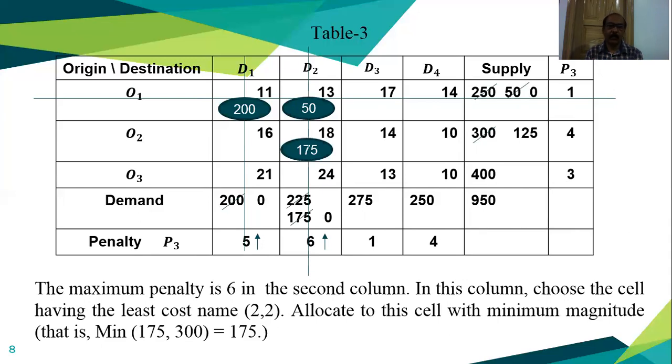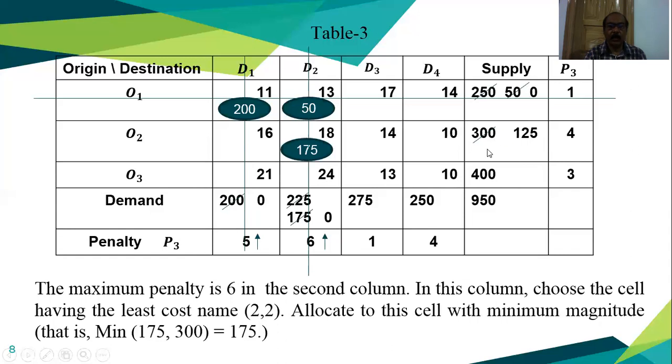Again, we have to find out where the least cost is. 6 is our maximum penalty, and considering that, D2 is our column, and from that you have to find 24 and 18. 18 is less, so we have to allocate in cell 2, 2. How much can we allocate here, that we have to check. How much demand is there? 175, and how much is available?